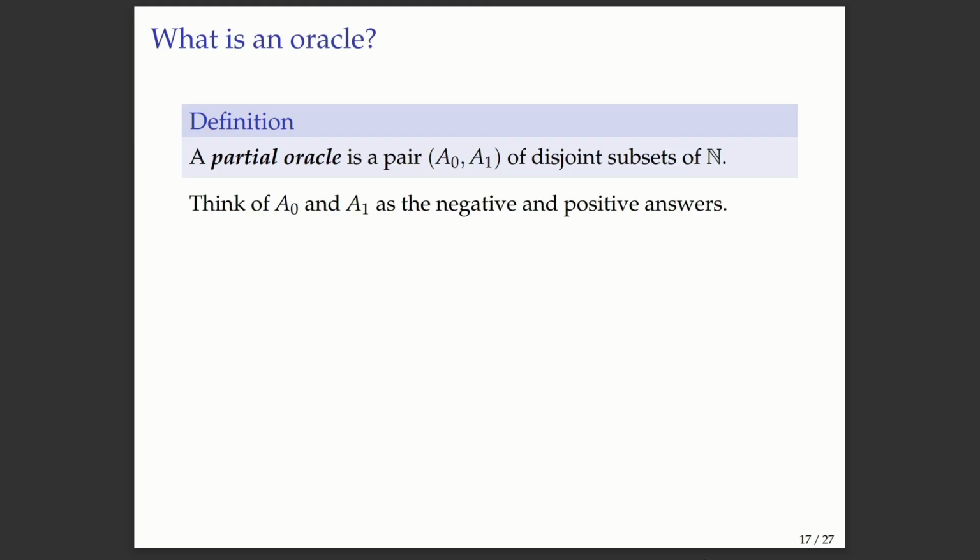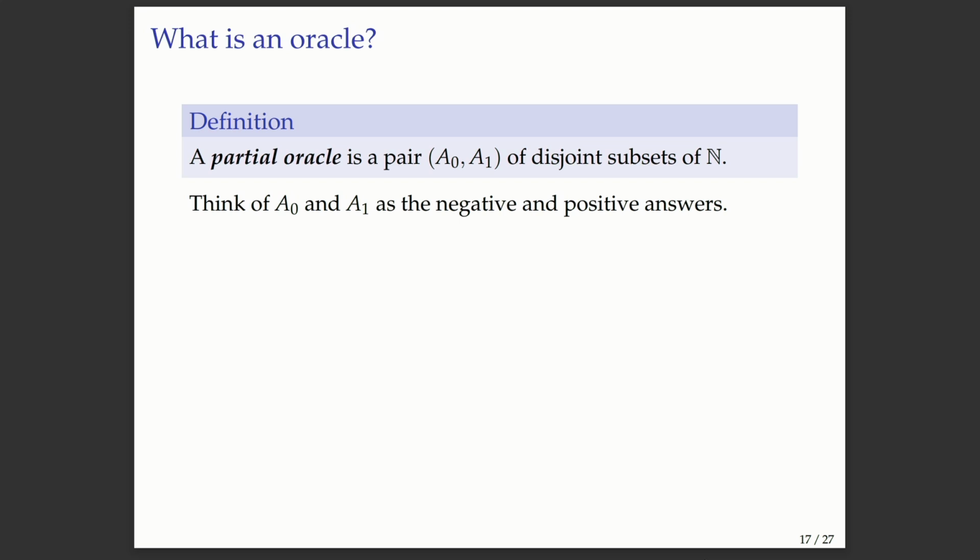First, let's discuss oracles. So what is an oracle? It's going to be better to ask what is a partial oracle. So I'm going to define a partial oracle to be a pair, A0, A1, of two disjoint subsets of natural numbers. So the way you think about this is A0 is the set where your oracle says no, and A1 is the set where your oracle answers yes.